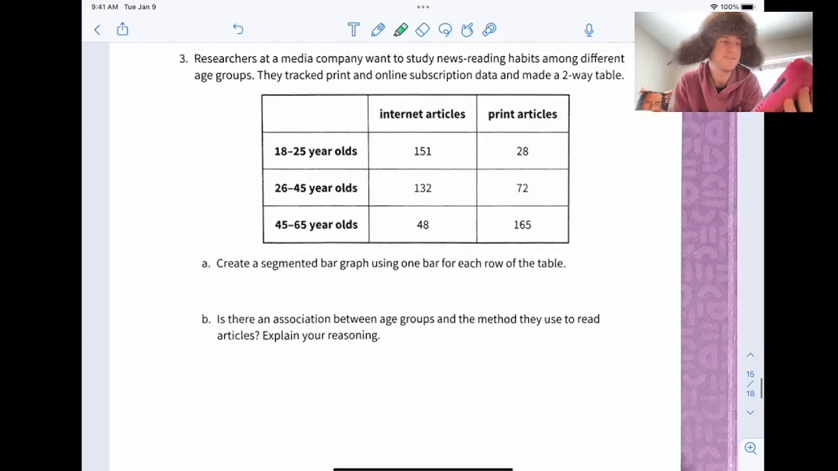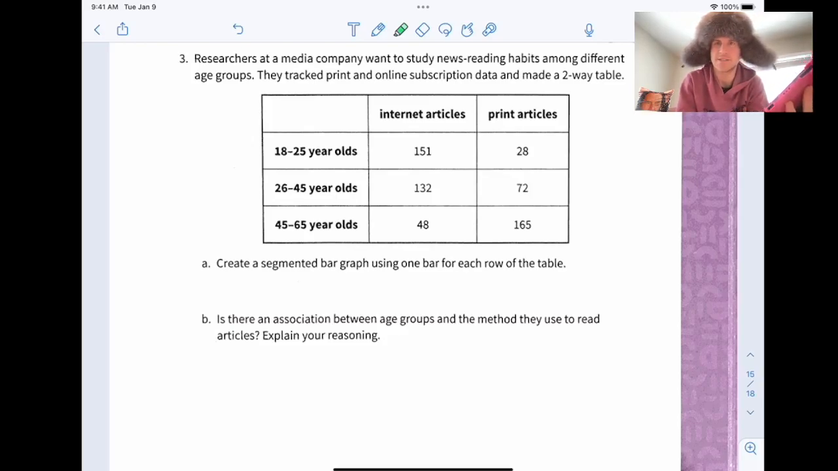Now, number 3, researchers at a media company want to study news reading habits among different age groups. They tracked print and online subscription data, made a two-way table. This is interesting, right? So what age groups of people get their news from internet articles, right? Things that are on the computer. And what age group gets more of their articles from print, like newspapers, magazines, that sort of thing.